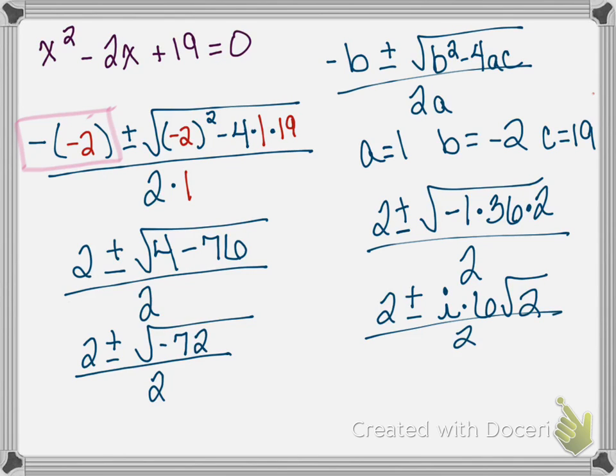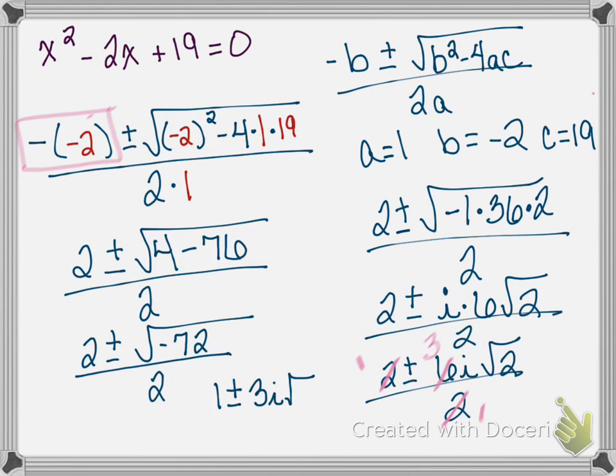Am I going to be able to simplify? Yes. So I'm going to simplify this number. 2 goes into that number once. 2 goes into 6 3 times. 2 goes into 2 once. So my final answer here is 1 plus or minus 3i times the square root of 2.